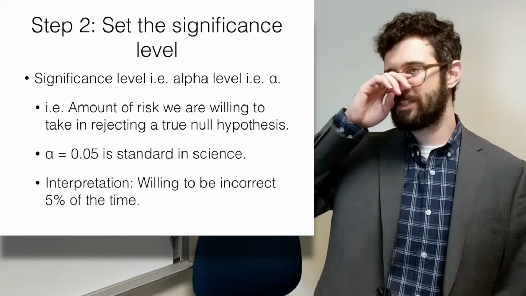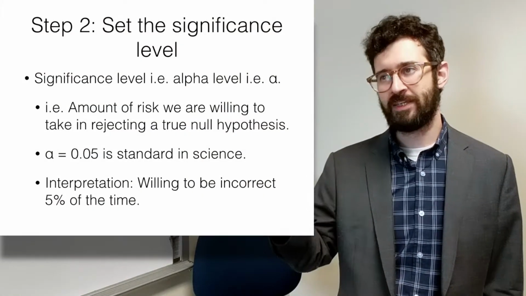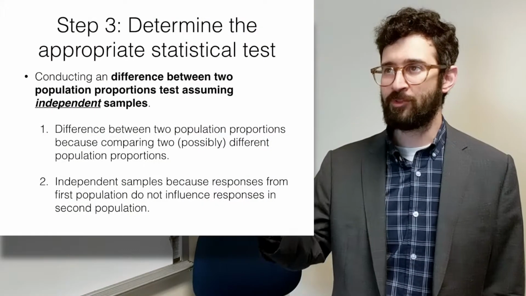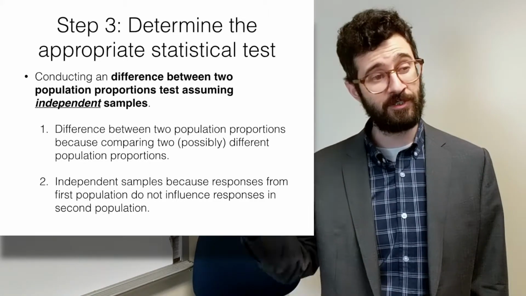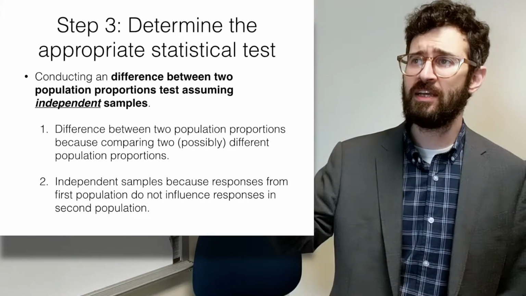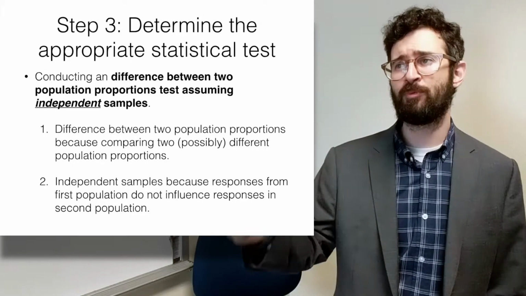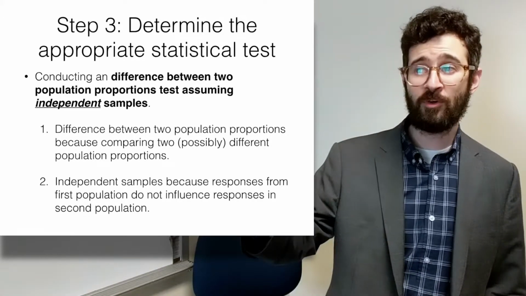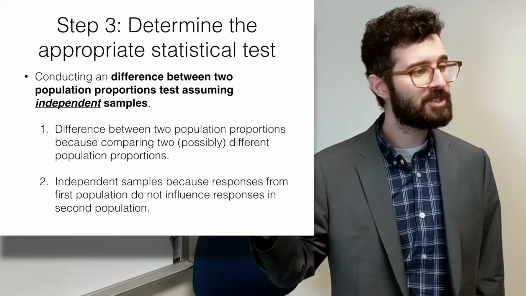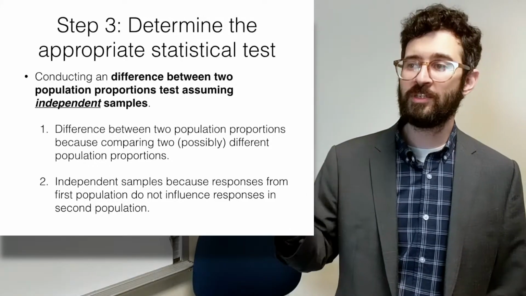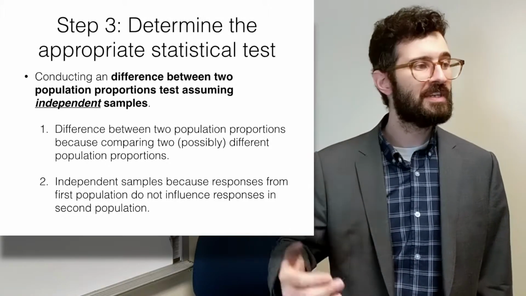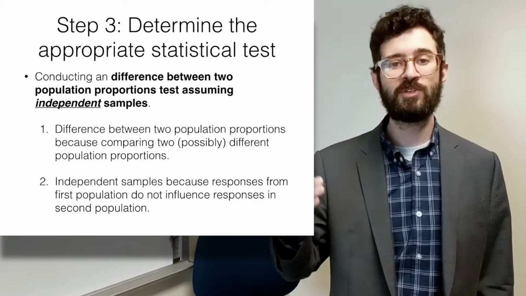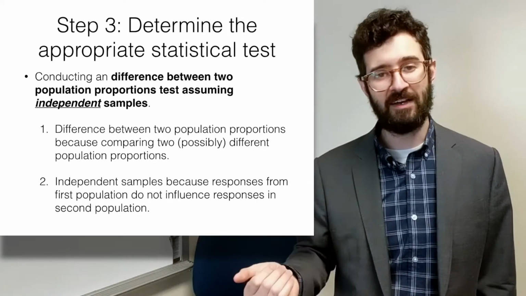With step 2, we state the significance level. So again, I set it to alpha equal to 0.05. Step 3, we determine the appropriate statistical test. So here we're conducting a differences between two population proportions test, assuming independent samples. So we know this because 1, we're talking about population proportions, and 2, the individuals in the inmate sample, their responses do not affect the responses that are made by the staff.